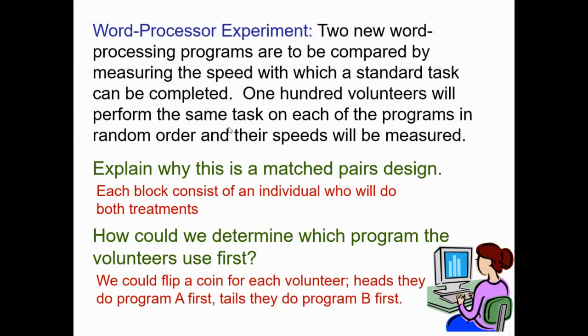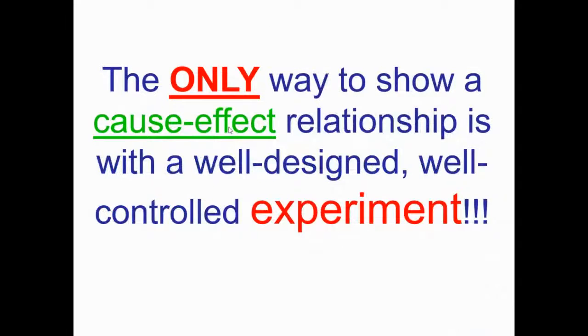And then you could use a random number table. Just go through and, the first person, look at the first random number. If it's odd, maybe they do A first. If it's even, they'll do B first. If it's 0, you just skip it. So there's other methods.